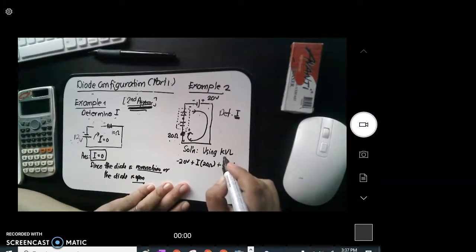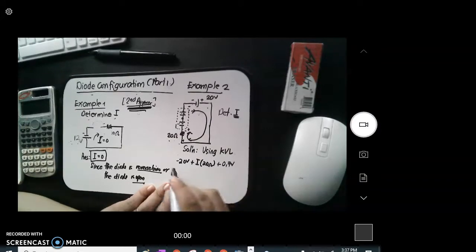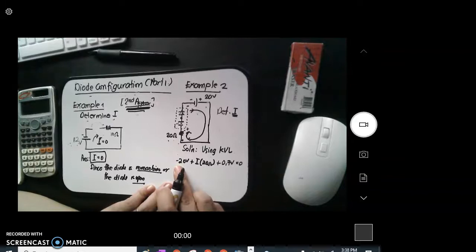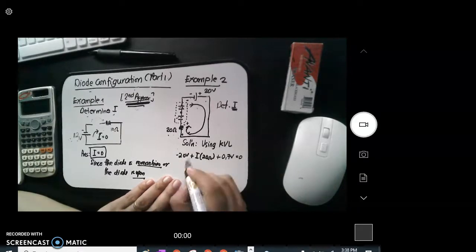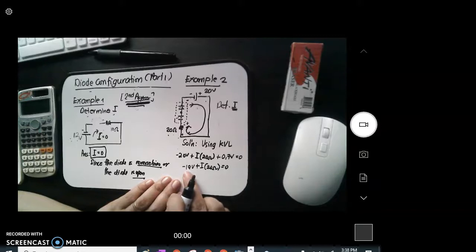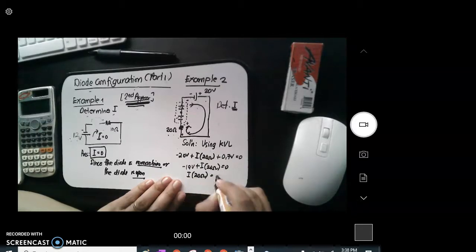And since it is Kirchhoff's voltage law, all voltages must be equated to 0. So negative 20 volts plus 0.7 volts, that will be negative 19.3 volts plus I times 20 ohms. Okay? So simplifying your equation, the negative 19 volts will be transferred to the right side. What you have now is current multiplied by 20 ohms is simply equal to positive 19 volts.